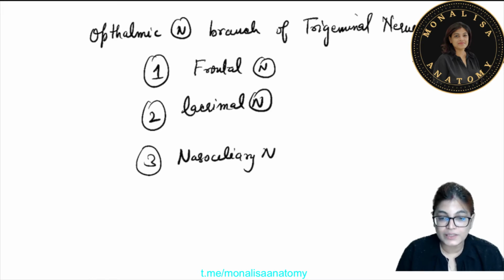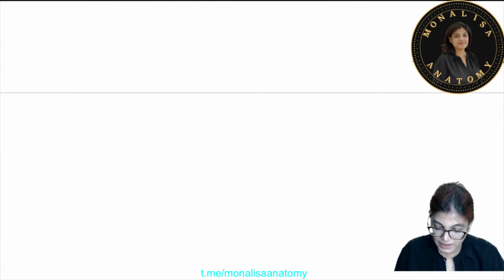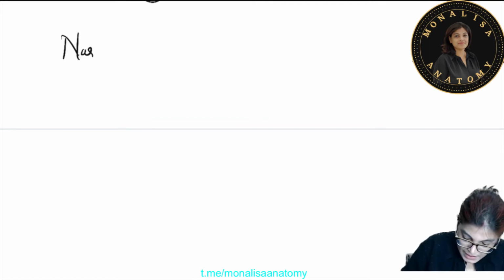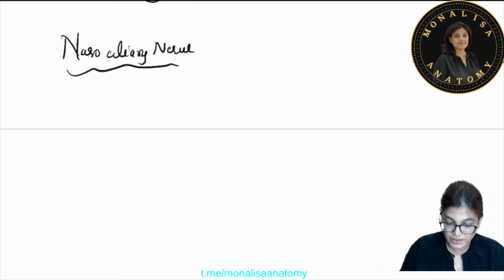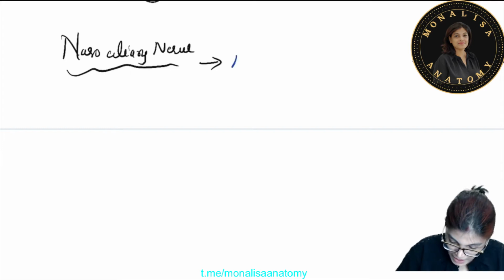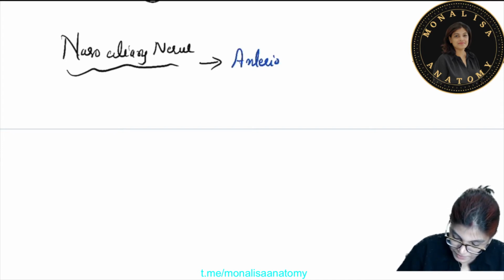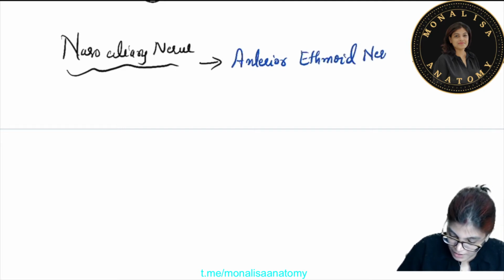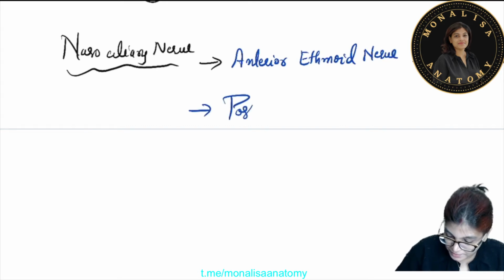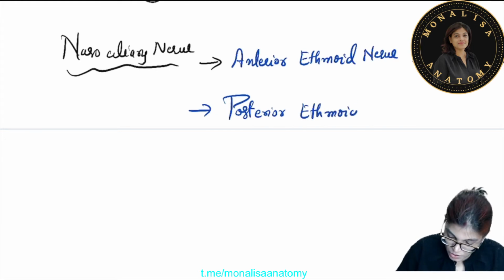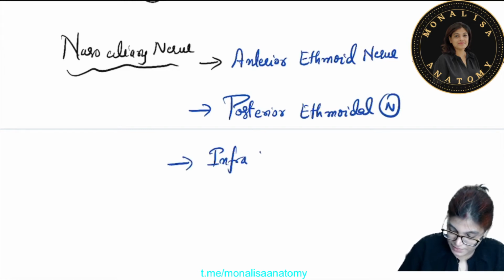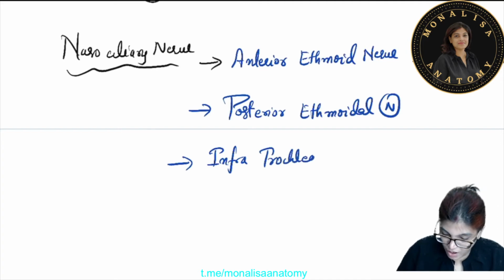Now coming to the individual description of the nerves. Starting with the nasociliary nerve. The nasociliary nerve is giving the following branches: anterior ethmoidal nerve, posterior ethmoidal nerve, also infratrochlear nerve, and long ciliary nerve.